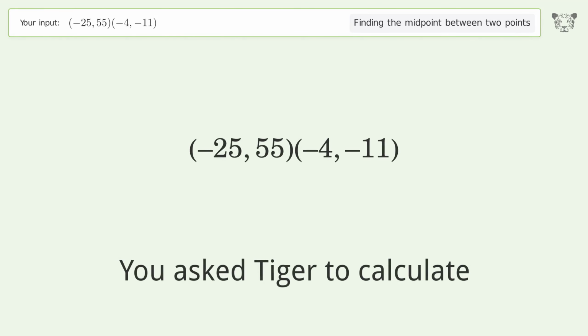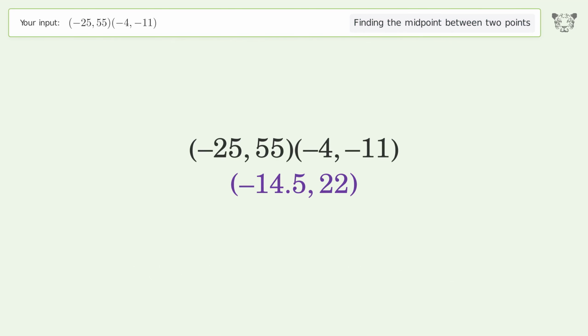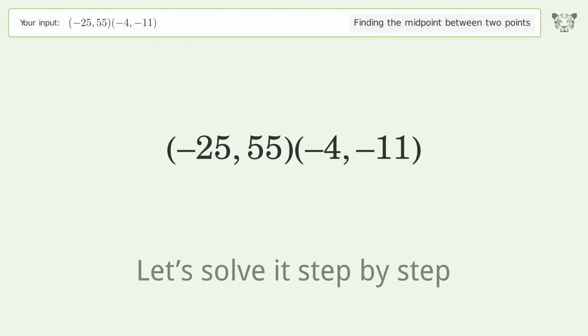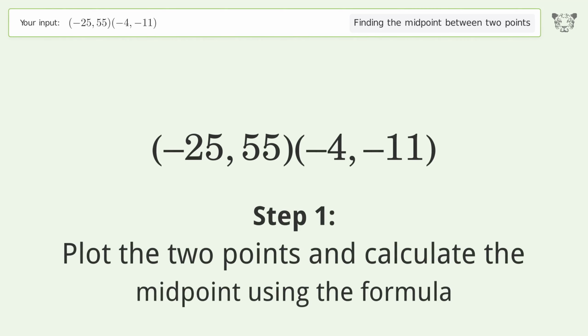You ask Tiger to calculate. This deals with finding the midpoint between 2 points. The midpoint between the 2 points is negative 14.5, 22. Let's solve it step by step. Plot the 2 points and calculate the midpoint using the formula.